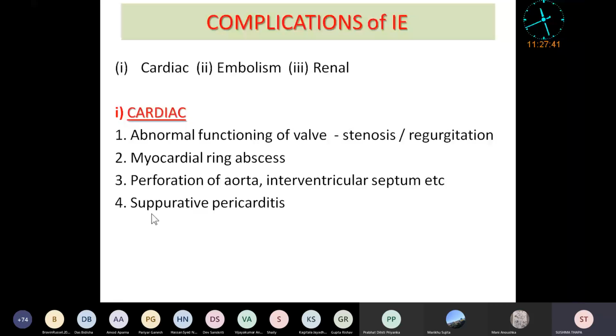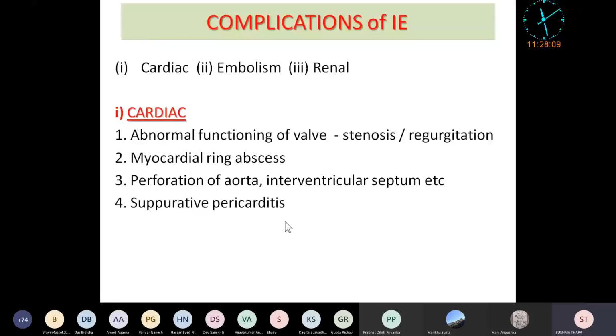Okay, if that vegetation perforates and reaches the pericardium, then at that time it will lead to suppurative pericarditis, because that vegetation consists of the organism. Once that organism reaches the pericardium, it will multiply and lead to pus formation, and inflammation. So that is known as suppurative pericarditis. Okay, so that is another complication.